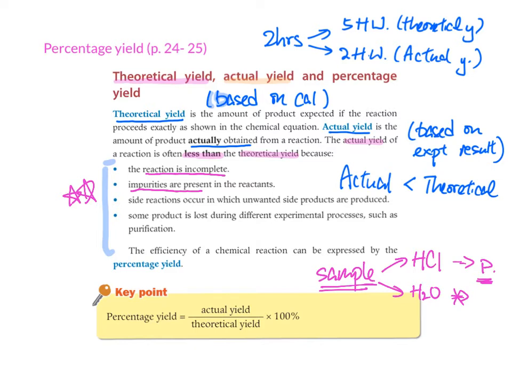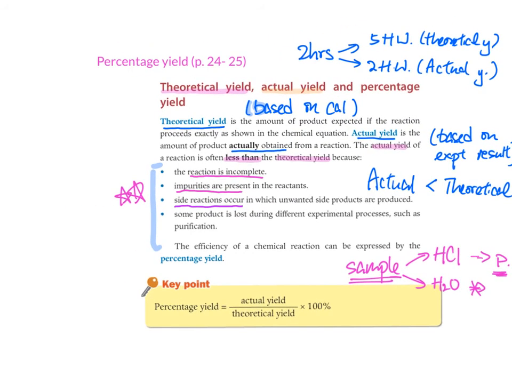So if some impurities are present in the reactants, the product you obtain will be less than expected. Also in some cases, there may be a side reaction. For example, if you have carbon and you burn it in the oxygen in the air, you expect to get carbon dioxide. However, in the process, you may get some carbon monoxide. Some of the carbon has been used to make carbon monoxide. So the actual yield of carbon dioxide will be less than expected, due to the side reaction.